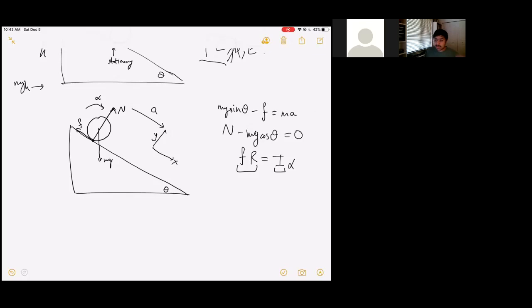Great. So what this means now is the following. Basically there's two options. Option one is rolling without slipping, and option two is rolling with slipping.